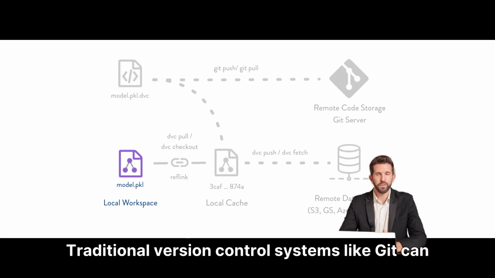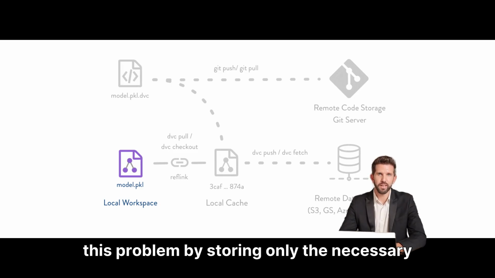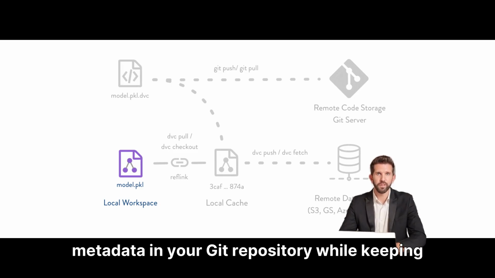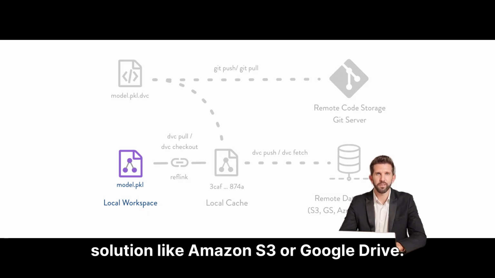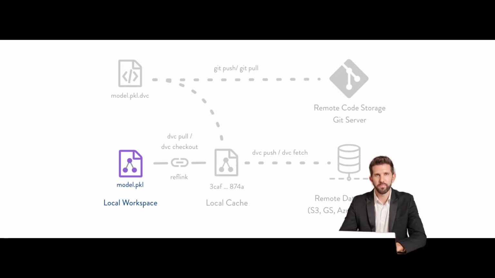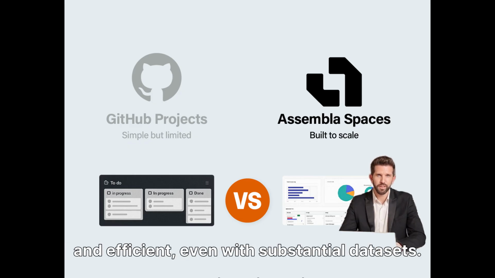One of the key features of DVC is its ability to handle large datasets efficiently. Traditional version control systems like Git can struggle with large files, but DVC solves this problem by storing only the necessary metadata in your Git repository while keeping the actual data in a remote storage solution like Amazon S3 or Google Drive. This means your Git repository stays lightweight and efficient, even with substantial datasets.